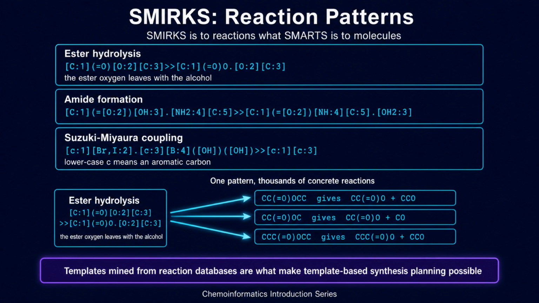Consider ester hydrolysis. The SMIRKS pattern describes breaking any ester into a carboxylic acid and an alcohol, regardless of what R groups are attached. This generalization is powerful. From one SMIRKS pattern, we can generate thousands of specific reactions. Template-based synthesis planning extracts these patterns from known reactions in databases, then applies them to new molecules. Think of it as encoding chemical knowledge in a form computers can use.